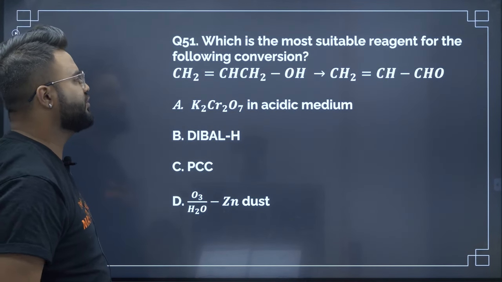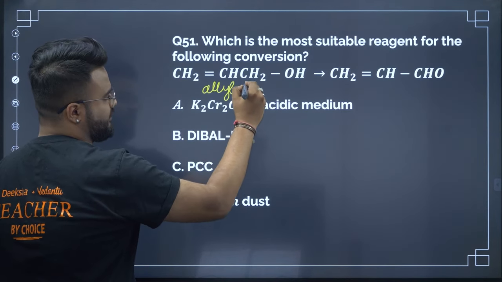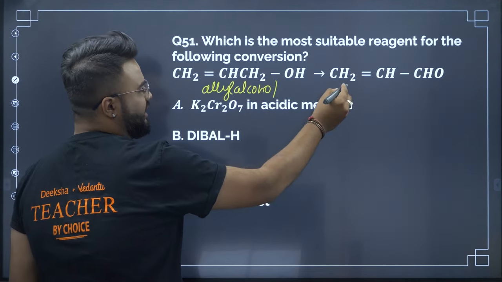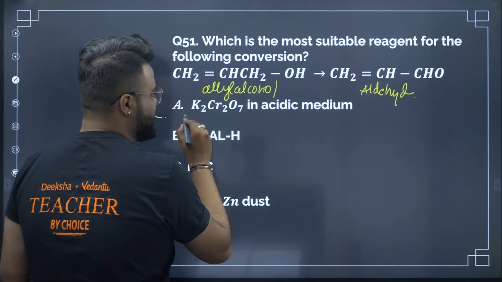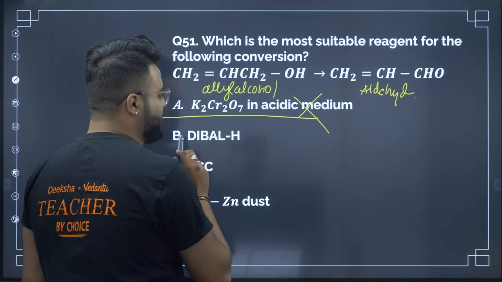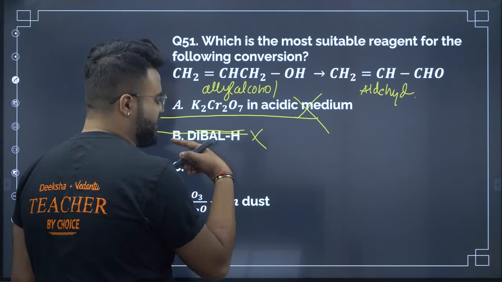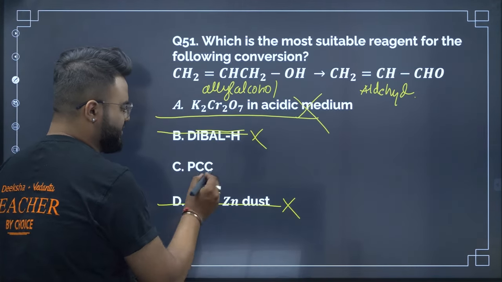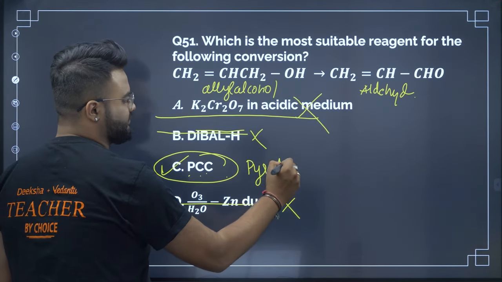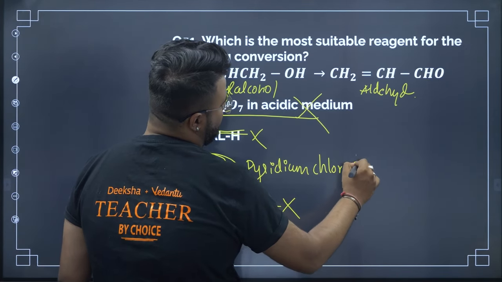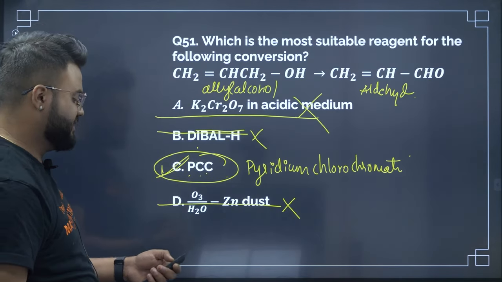Which is the most suitable reagent for the conversion of this? So this is your allyl alcohol. When it reacts, it is forming an aldehyde. Keep in your mind. So which is the best reagent here? Potassium dichromate in acidic medium? No. This is your dibutylaluminium hydride, which is a reduction. Zinc dust is also a reduction. Therefore, for the oxidation, we know that PCC, that is pyridinium chlorochromate, will form this. Therefore, option C will be your correct answer, that is PCC.